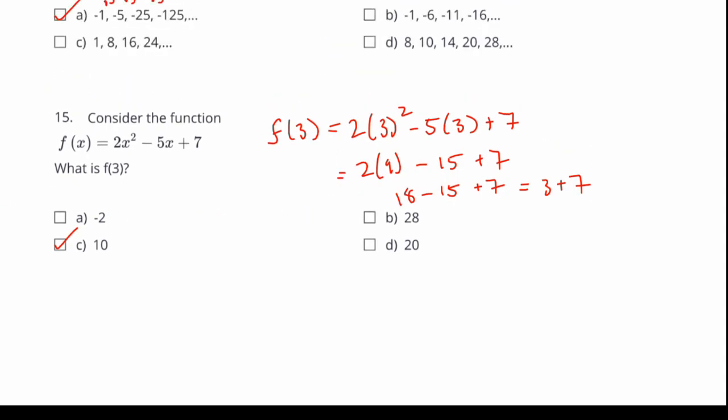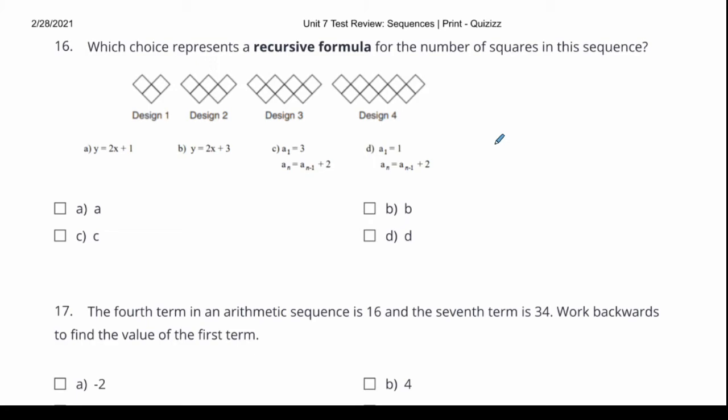All right, I think we got 3 more. So which choice represents a recursive formula for the number of squares in the sequence? Well, I can rule out these first 2 choices because they're not recursive formulas. For the other 2 choices, the difference is the first term. This is a1 equals 3, a1 equals 1. Well, if I look at my design, my first term here is I have 3 squares. So it has to be choice C.